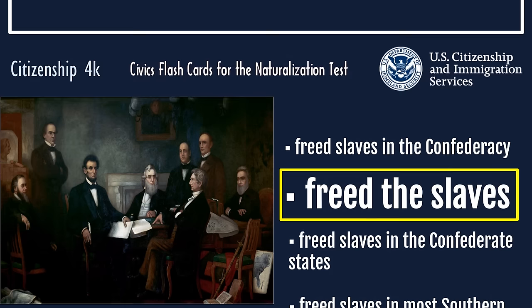Why do some states have more representatives than other states? Because they have more people.